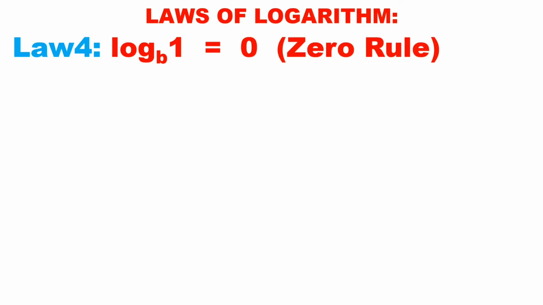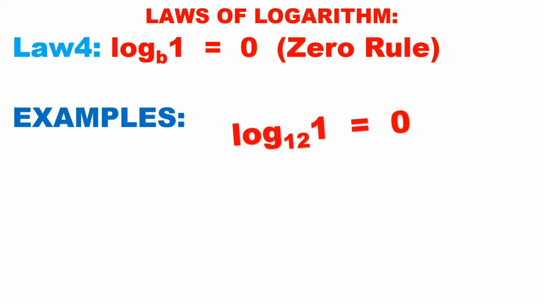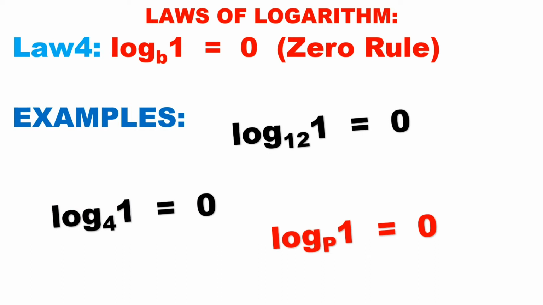Law of logarithm number 4: log of 1 with base b equals 0, called the zero rule, meaning the logarithm of 1 in any base is always 0. Once again, it is patterned to the law of exponent x to the 0 equals 1. For instance, log of 1 with base 12 equals 0. Log of 1 with base 4 equals 0. And log of 1 with base p equals 0.